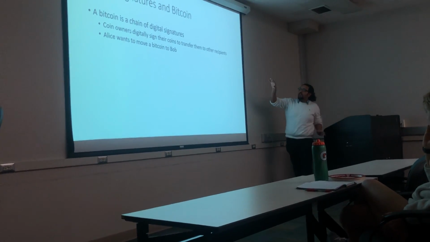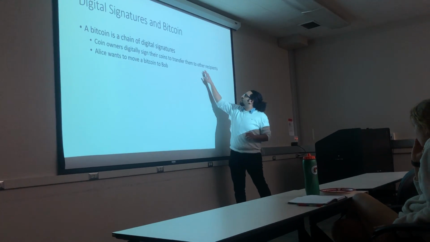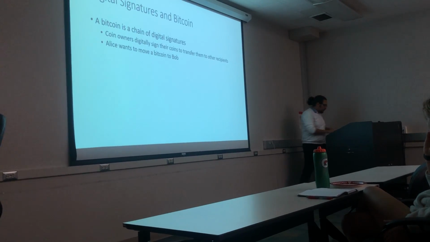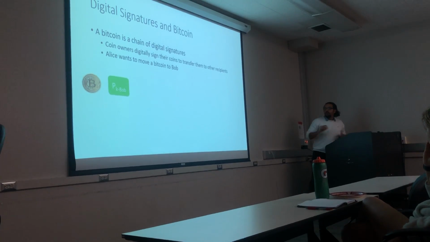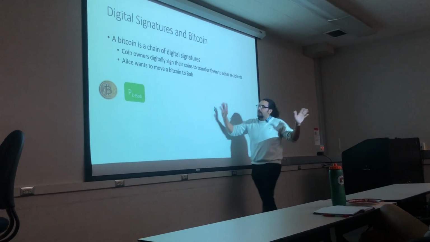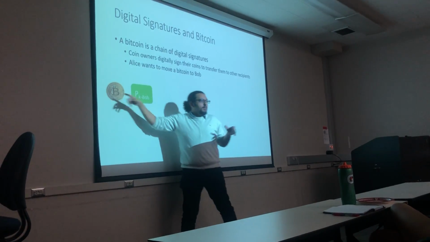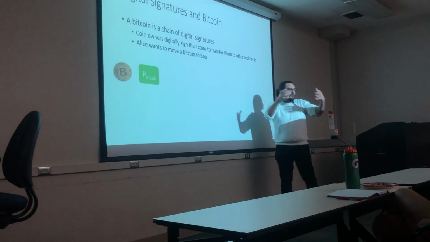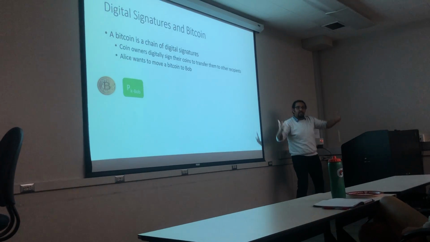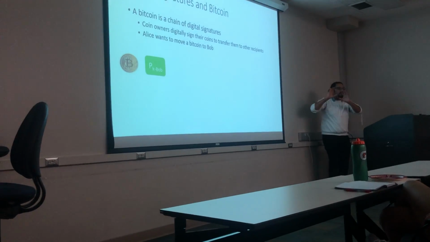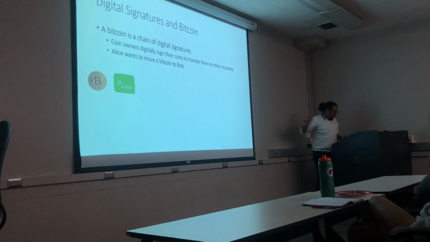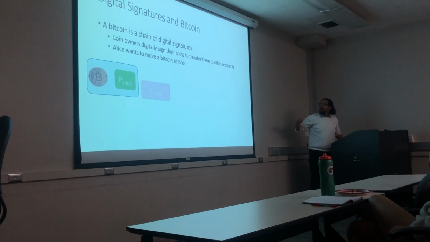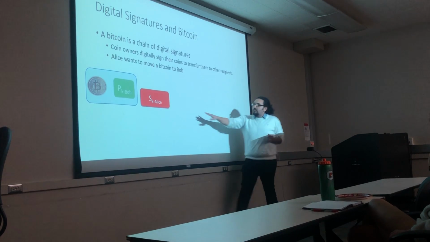The coin owner digitally signs their coin to transfer it to the recipient of the coin. Okay? So let's say Alice wants to move a Bitcoin to Bob. I'll take my Bitcoin. Let's refer to my Bitcoin with this icon. I'll take the public key of Bob. So Bob announces their public key. And the goal of this operation is to transfer my Bitcoin to Bob. Okay? I'm going to put these together, and I'm going to sign them using my secret key.